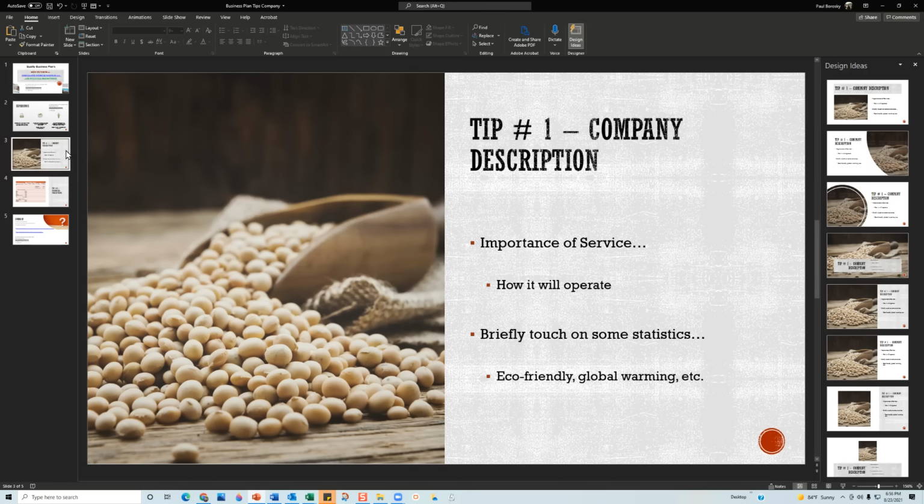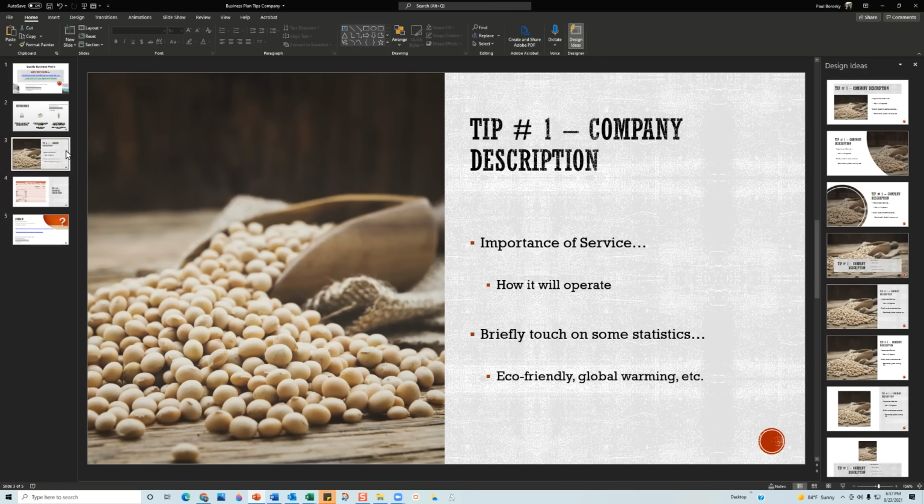So you've got a lot of information you need to keep in your company description section. But in my most humble of opinions, the two most important things are, first, talk about the importance of zero waste, and then explain how your company is going to operate, and make sure you touch on that in the company description section. Also, towards the end of your introductory statement, throw in some statistics to support the importance of the services. Talk about why it's important to be eco-friendly, why global warming is such an issue, and how your organization is doing its part to protect the environment and make this a cleaner, better world for our children and their children's children.